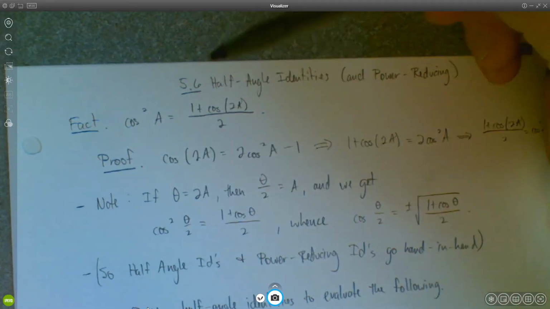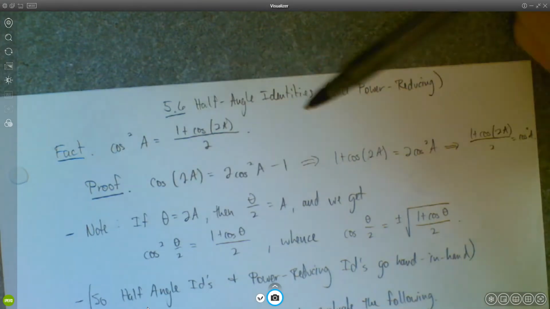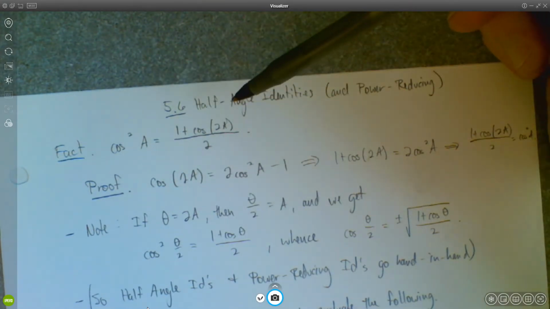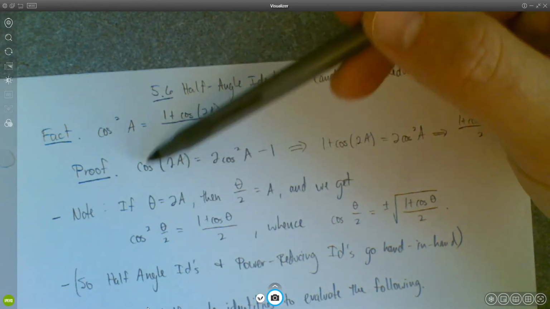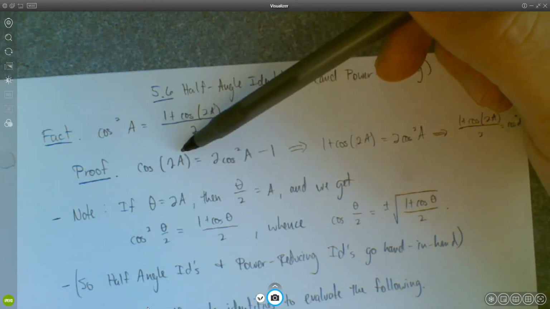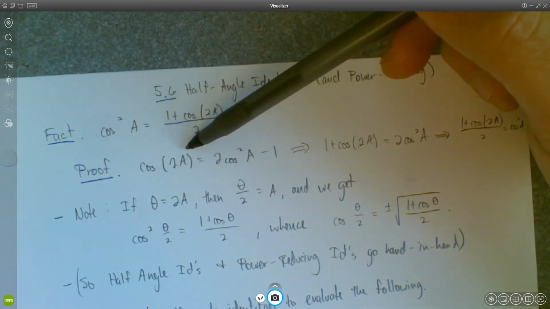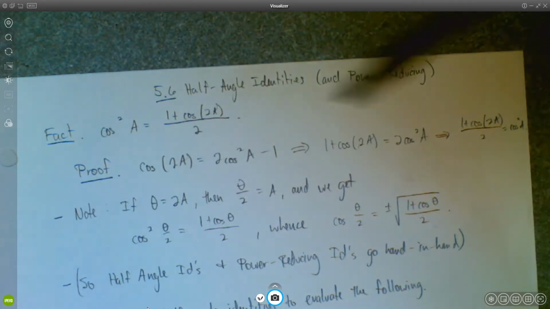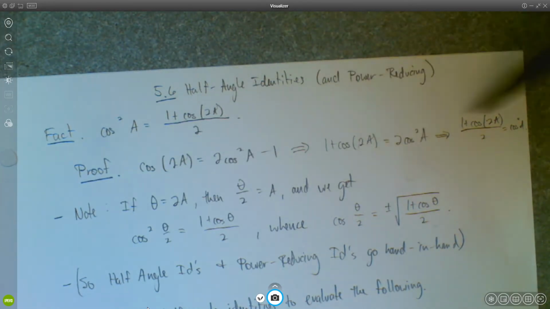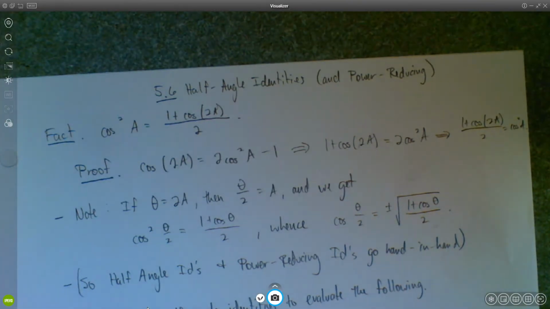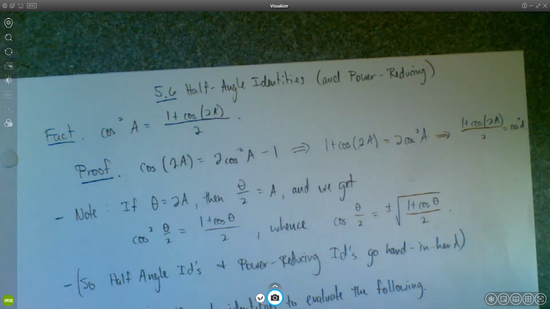As far as proving these things go, so proving the power reducing identity, for example, for cosine squared. Notice that by the double angle identity that we talked about in 5.5, cosine 2a is 2 cosine squared a minus 1. You add 1 to the other side, and you get this, and you divide by 2, and you get exactly the power reducing identity. Okay? So that's that.